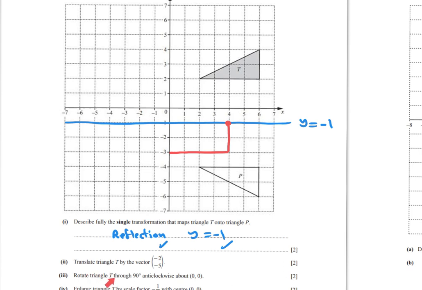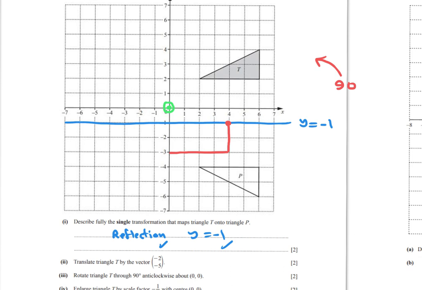Rotate triangle T 90 anticlockwise about the origin. So in this direction. 90 about the origin, this is the center of rotation, the origin. Now from the center of rotation, how to find the image for this point, for example. With tracing paper you can do that. Without, also you can do.